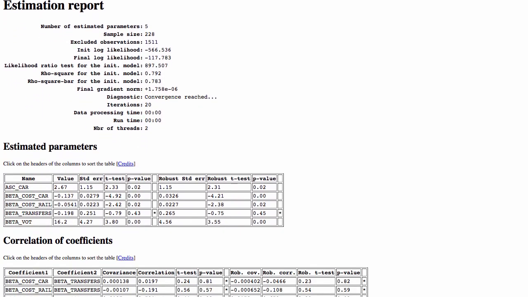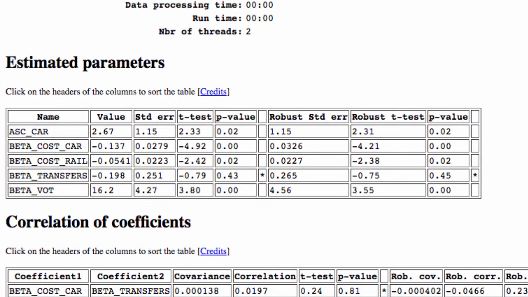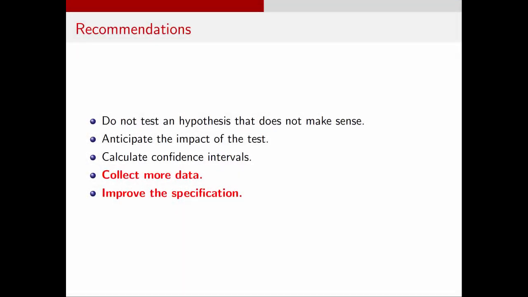So now if we look at the estimation of this new model with 5 parameters, we observe that the value of beta VOT, which is here 16.2, is associated with a large t-test. In any case, a t-test which is larger than 1.96. In this case, it's 355. So we can reject the hypothesis that the true value of VOT is equal to 0. So we don't have the issue associated with the time coefficient anymore, because the time coefficient is the product of two significant parameters. The last recommendations are that we want to collect more data and or improve the specification.